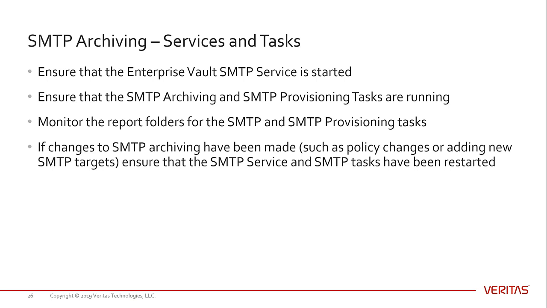Services and tasks. Ensure that the Enterprise Vault SMTP service is started. Also ensure that the SMTP archiving and SMTP provisioning tasks are running. Monitor the report folders for the SMTP and SMTP provisioning tasks. If changes to SMTP archiving have been made, such as policy changes or adding new SMTP targets, ensure that the SMTP service and SMTP tasks have been restarted.